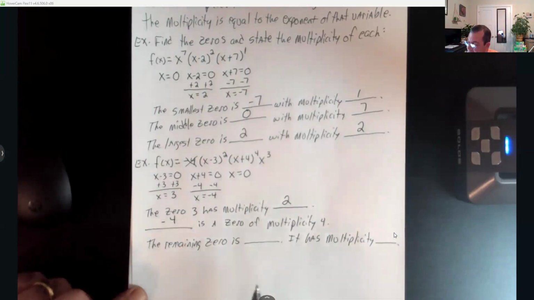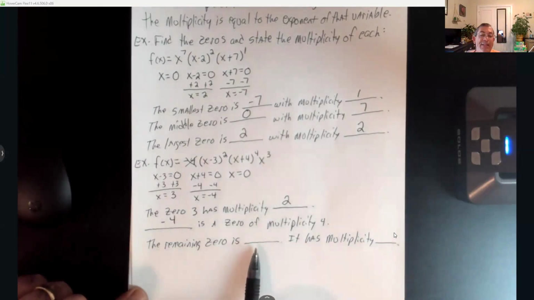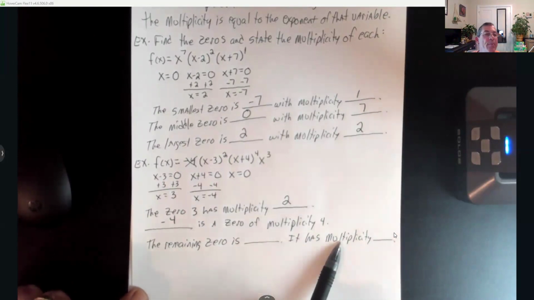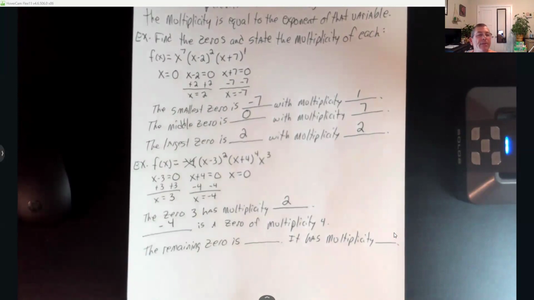So what about this one? Fill these two blanks in. The remaining 0 is blank, and it has a multiplicity blank. So what are you putting in them two spaces?